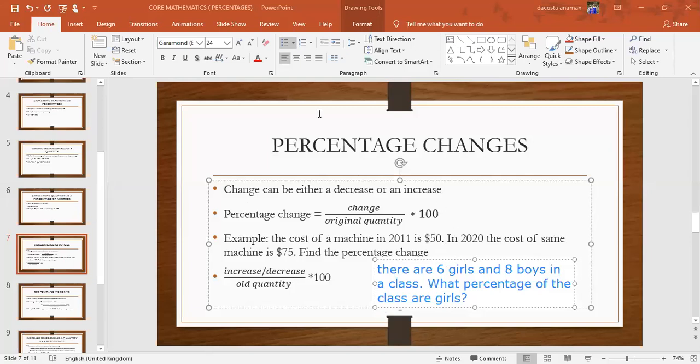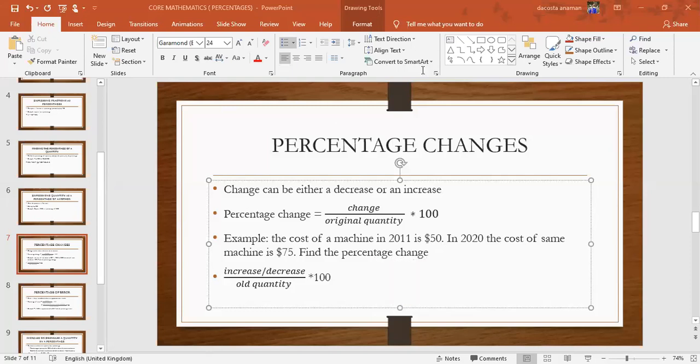Okay. Please don't forget your percentage sign and your units. Don't forget them, okay?